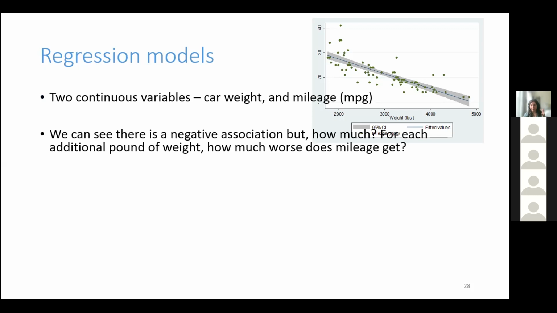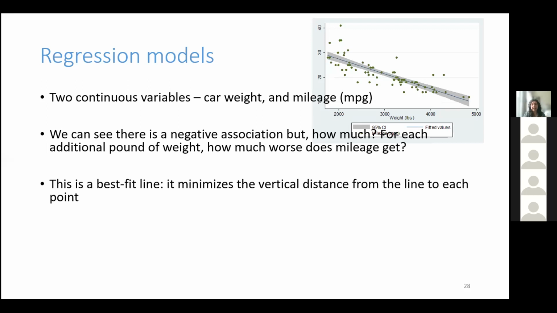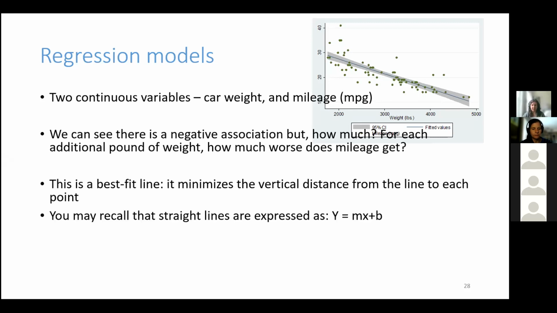So you might be starting to have flashbacks to high school math, because this is 100% what you learned in algebra, or whenever you learned about geometry. So this is all regression models are doing. Regression models are fitting a line to these points and trying to minimize the vertical distance from the line to each point. So it's just trying to get a best fit line to your data set. And then it's basically telling you what the slope of that line is. So you probably recall from high school math that lines are expressed as y equals mx plus b. That is exactly what regression models are doing.